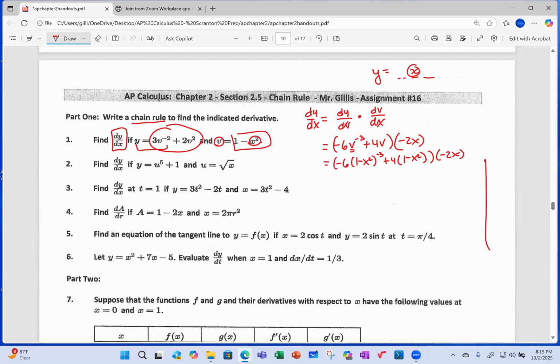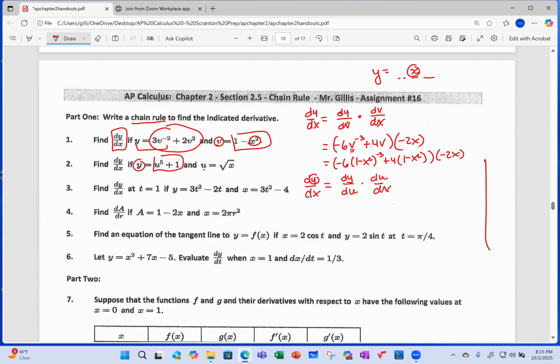Same thing applies to number 2. I want the derivative dy/dx, so I'm going to start with the equation that's solved for y. And that derivative with respect to u is dy/du, and this one would be du/dx. And I could think of those again as dividing out.